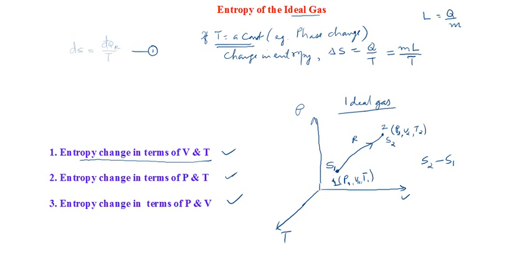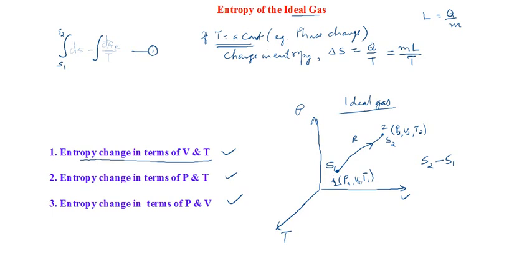On integrating ds from S1 to S2, the endpoints, you will get S2 minus S1. For that you will have to perform the integration on the right side also over proper limits, by making some suitable substitution for d bar qr. Because d bar qr is not an exact differential, you cannot directly integrate an inexact differential, so you'll have to convert it. Let's see how to do that in the next slide.